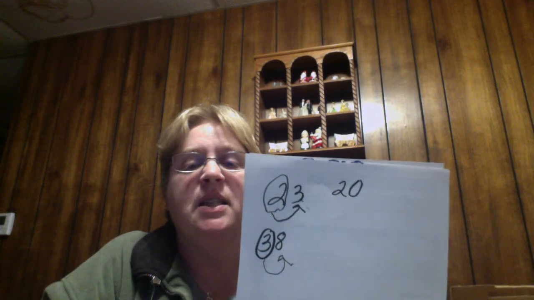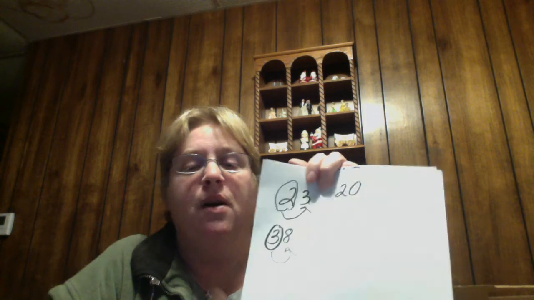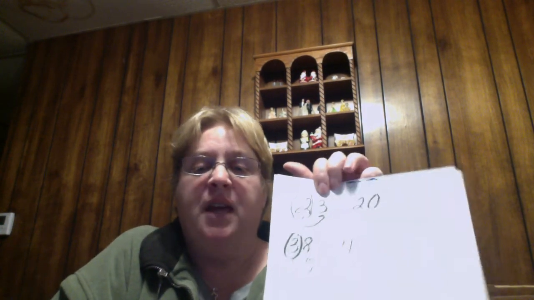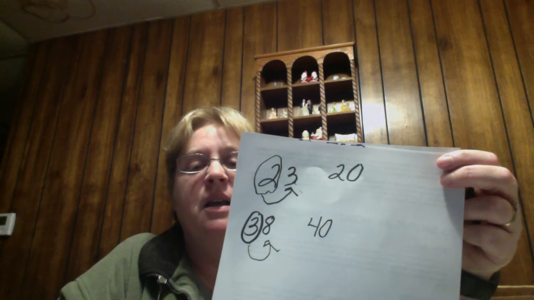The saying says if it's 5 or bigger, add one more. 8 is bigger than 5, so I'm going to add one more. So I'm going to change that 3 to a 4, and everything after is a 0. So I will add a 0 to it. So 38 rounded to the nearest 10 is 40.